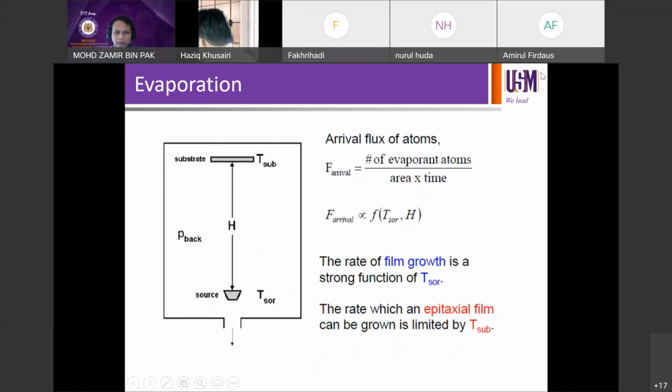So the very same thing here, arrival flux of atoms, F arrival, flux of arrival equals the number of evaporant atoms, which are the materials that you want to evaporate, over area times time, okay? So the rate of film growth is a strong function of T of your source. So to be able to evaporate, you have to pass through current in a thermal evaporation. For thermal evaporation, for E-beam is a little bit different. You need to pass through current, kat sini. You're gonna pass through current at some point.